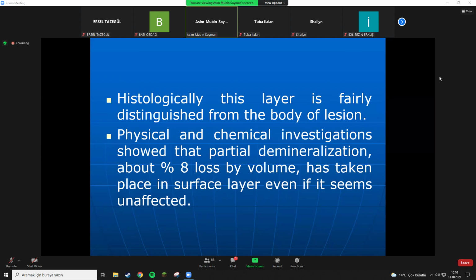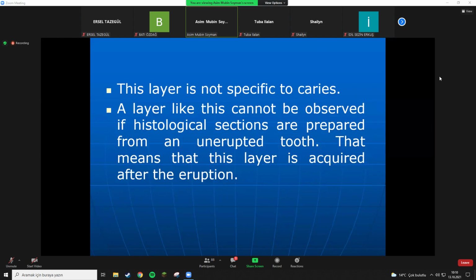The physical and chemical investigations show that partial demineralization, a small demineralization, about 8% loss by volume, has taken place in the surface layer, even if it seems unaffected. This layer is not specific to caries. A layer like this cannot be observed if histological sections are prepared from an unerupted tooth. That means this layer is acquired after the eruption.